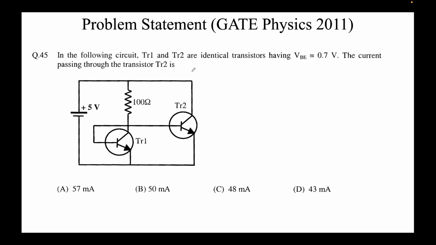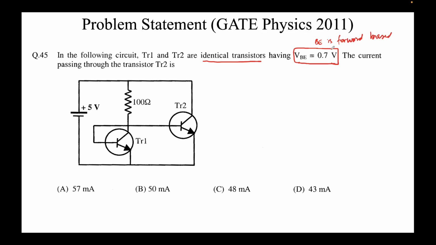All right, coming back to this question now. The question says, in the following circuit, TR1 and TR2 are identical transistors. We'll see what we mean by identical. Having VBE equal to 0.7 volts. So we are given that their base emitter voltage is 0.7. This means base emitter is forward bias.